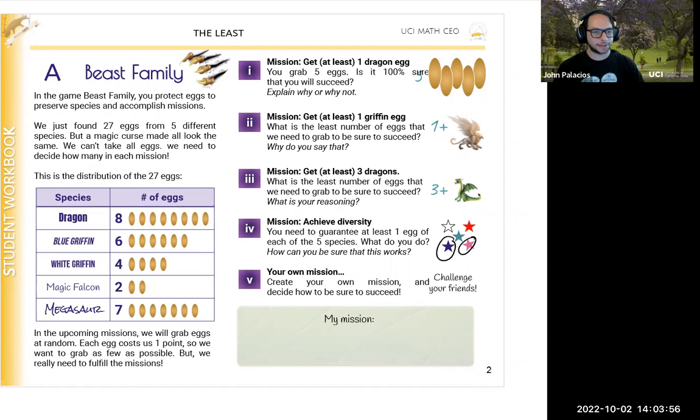Okay, let's look at this game and discuss how we might guide our students as they play. So in this game, we have to complete certain missions, and we want to do it using the least number of attempts to grab an egg, or least number of grabs of an egg. So let's see what we have here. Mission 1, we're asked to get at least 1 dragon egg.